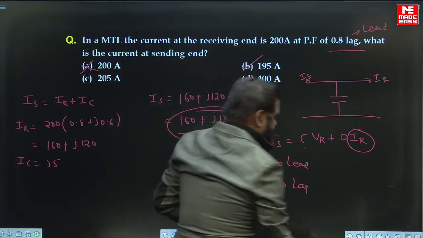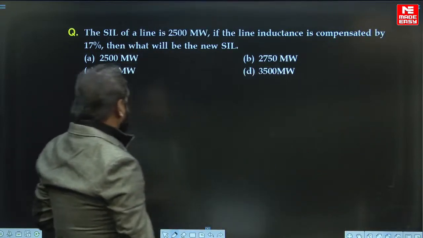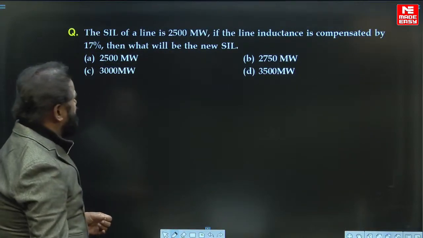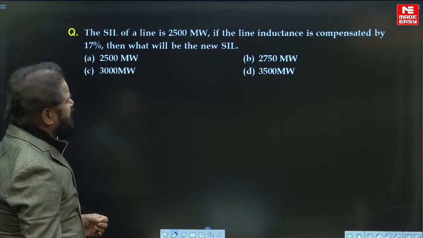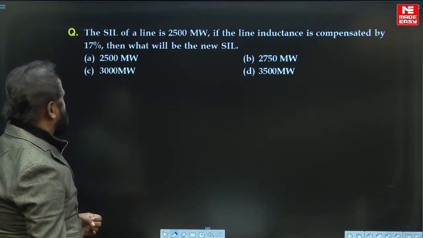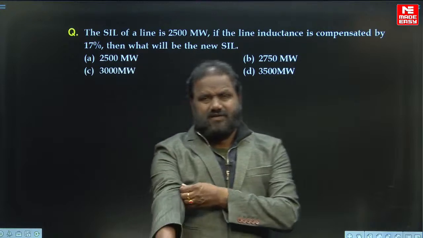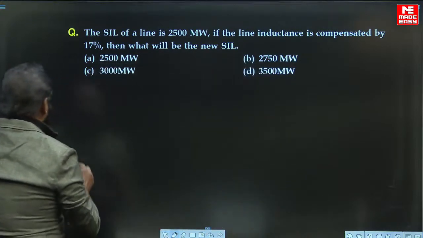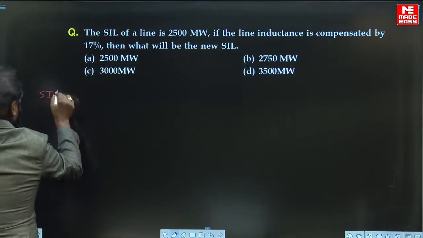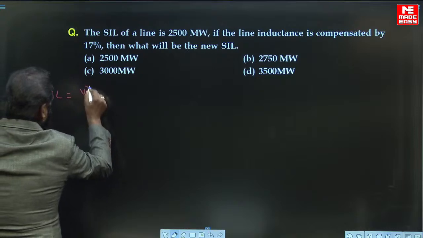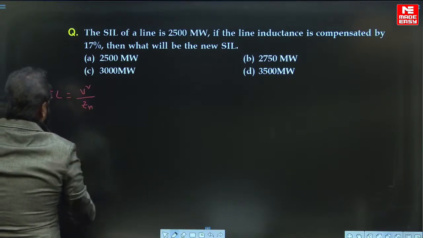Okay, this is the next thing. If the surge impedance loading of the line is 2500 megawatts and the line inductance is compensated by 17%, then what will be the new SIL? Okay, so surge impedance, right. We know one thing: surge impedance loading equals V square by Zn.